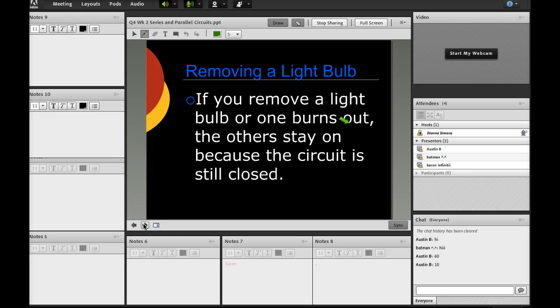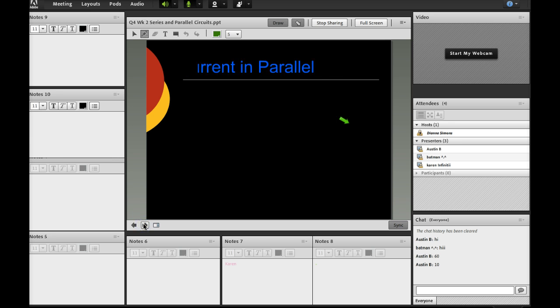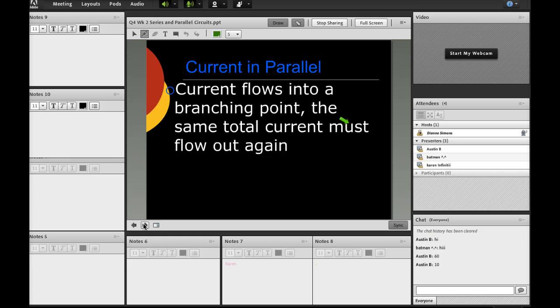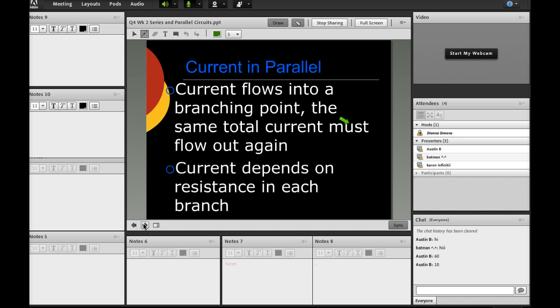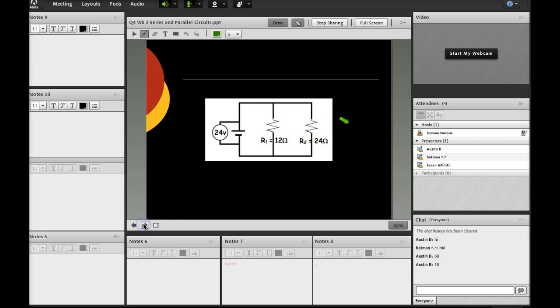So if one light bulb burns out, the other ones stay on because you still have a closed circuit. Just where that one light bulb is, that's an open circuit, so no current can go through. All right, so the current that flows into each branch, the same total current must flow out again. So if 3 amps flows in, 3 amps has to flow out. Make sense? Okay, and current depends on the resistors in each branch.